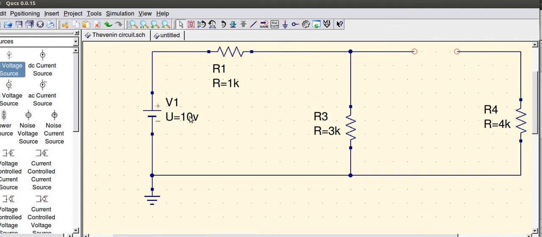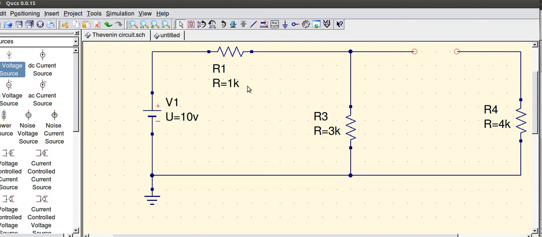So I've got 10 volts with a 1K resistor and a 3K resistor. So I'm going to take my 10, divide it by my series resistance of 4K. It's going to give me 2.5 milliamps. 2.5 milliamps times 3K is going to give me a voltage drop across this 3K resistor of 7.5 volts, which is what I would measure here if I built the circuit.